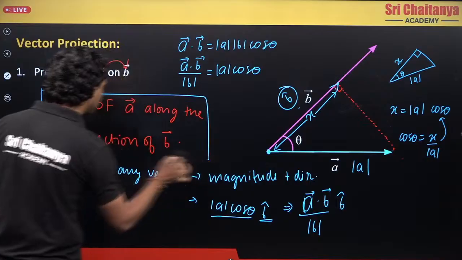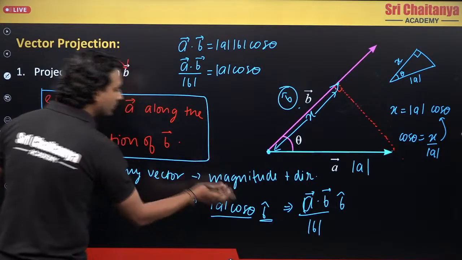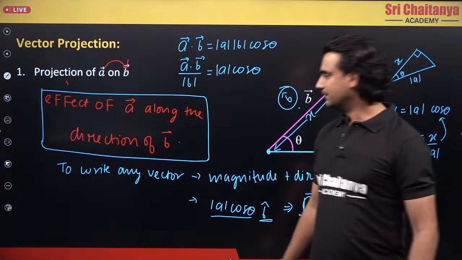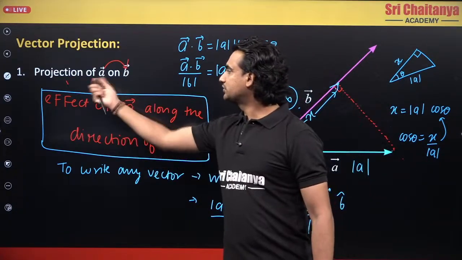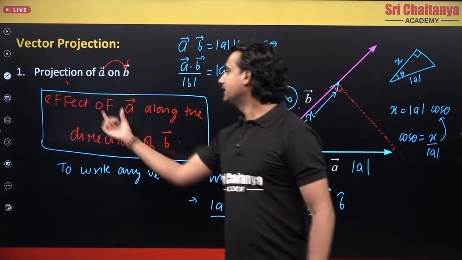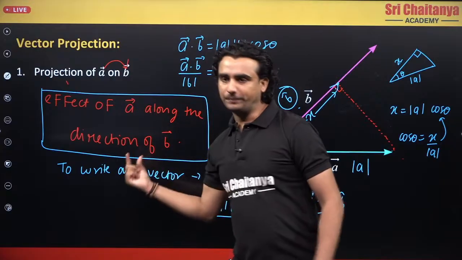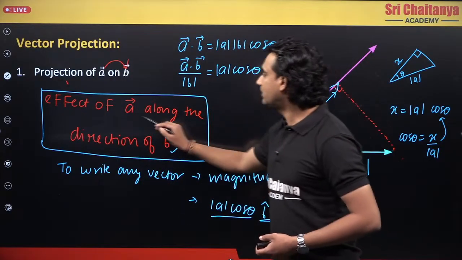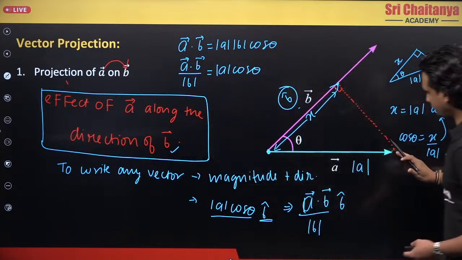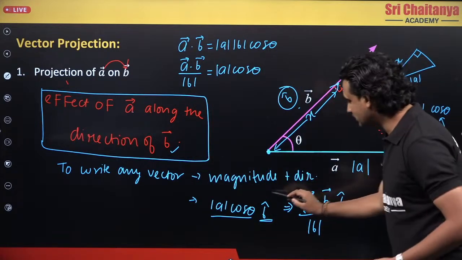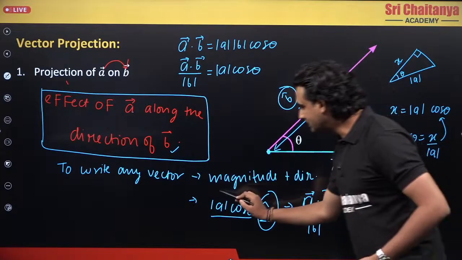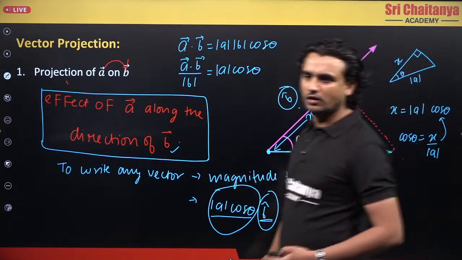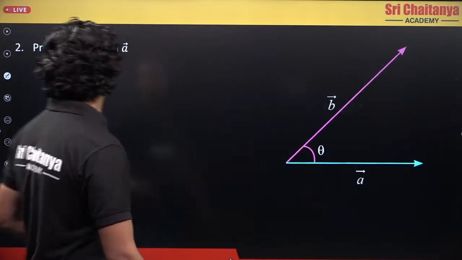Okay, if you are able to remember this thing, you can write this formula very easily, because what is the projection of A on B? Projection of A on B is the effect of A along the direction of B. So whose direction do I need? I need the direction of B, and the magnitude of A along B. So this is the direction which I get along B, and this is the effect or the magnitude of A along this. Clear? Now let's move on to the next part.